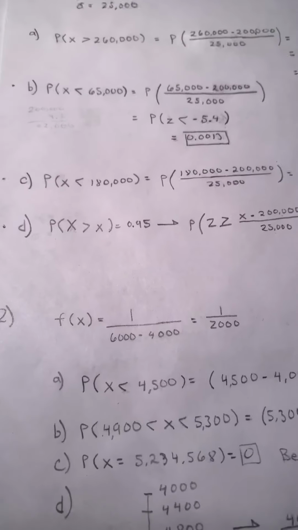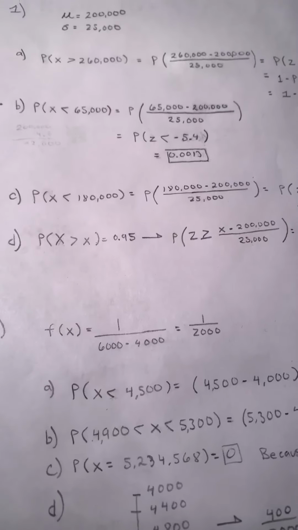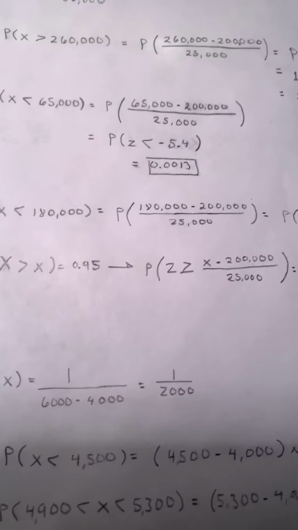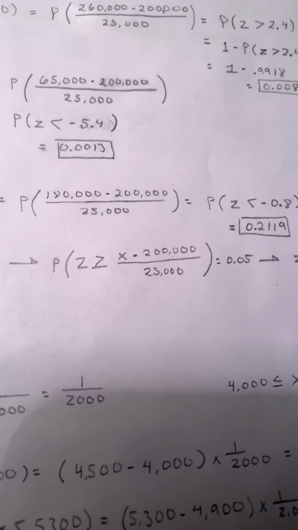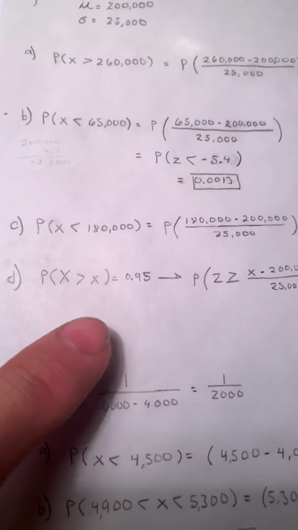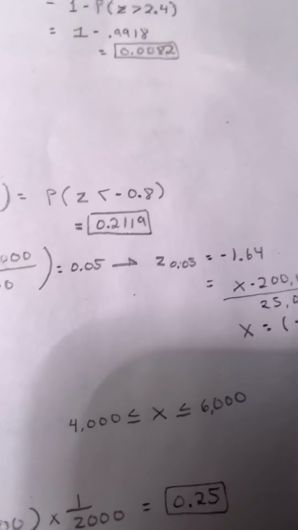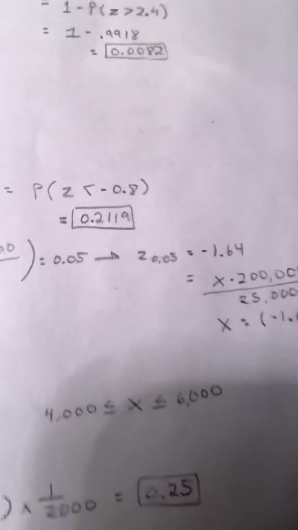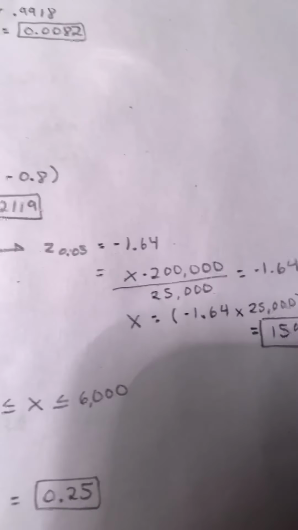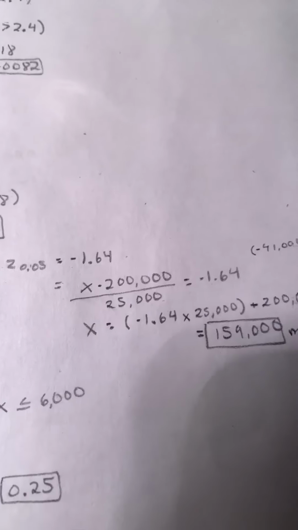For part D, it asks us if we want 95% of all battery packs to last longer than you advertise, what figure should we be advertising? So we're trying to find that 95%. So pretty much I did X minus 200,000 divided by 25,000 is equal to 0.05, which is 1 minus 0.95. And our z-score for that gives us negative 1.64, according to our book. So I equal that to our function, x minus 200,000 over 25,000 equals negative 1.64.